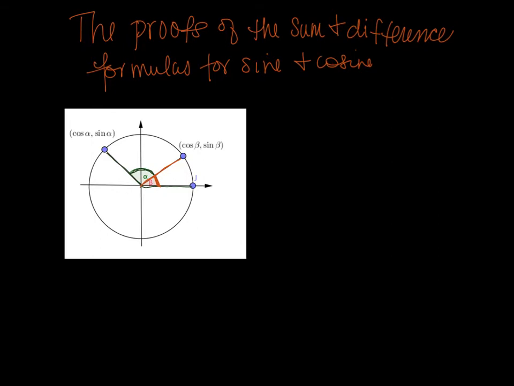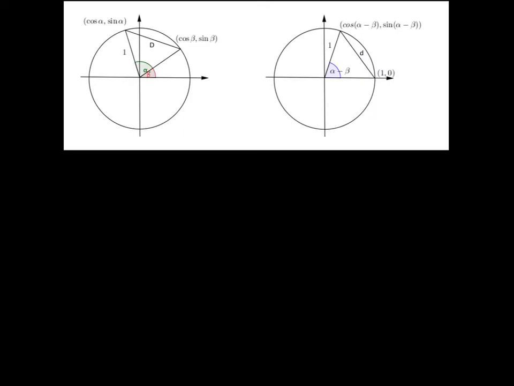Now what we do need is to talk about this. I'm going to call it D, and that's really important. That's our distance. Because we're talking about the unit circle, we know that the length of each of these radii is just 1.